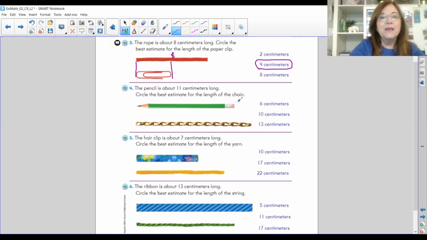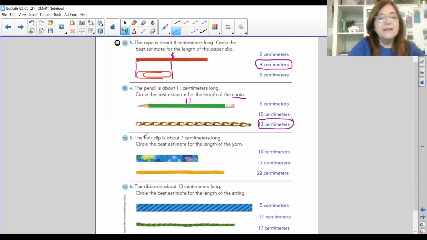Okay, now the pencil. This pencil is about 11 centimeters long. What is the best estimate for the chain? Okay, now look at the chain. Is the chain longer or shorter than the pencil? That's right, it is longer. So that means it's going to be longer than 11. Is 6 longer than 11? No. Is 10 longer than 11? No, it's shorter. So the only answer it could be is 13, because that is longer than the 11 centimeter pencil.